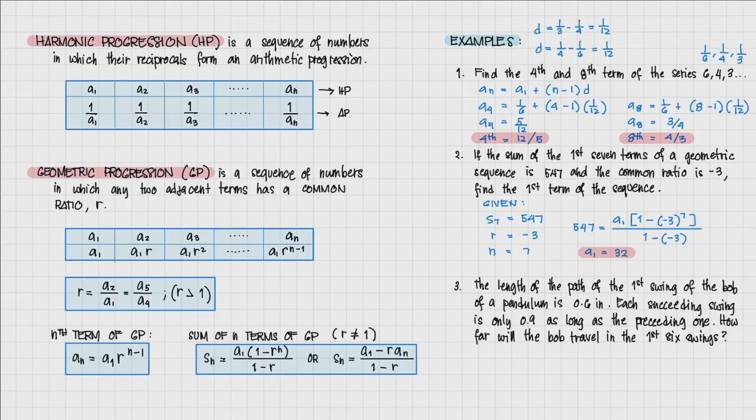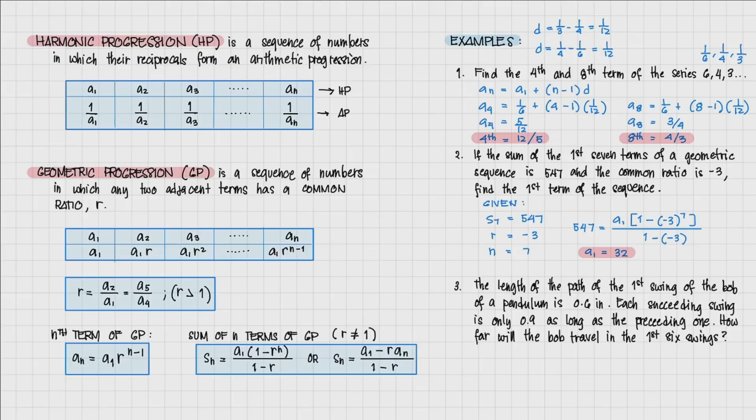Alright, so on to example number 3. The length of the path of the first swing of the bob of a pendulum is 0.6 inch. Each succeeding swing is only 0.9 as long as the preceding one. How far will the bob travel in the first 6 swings?